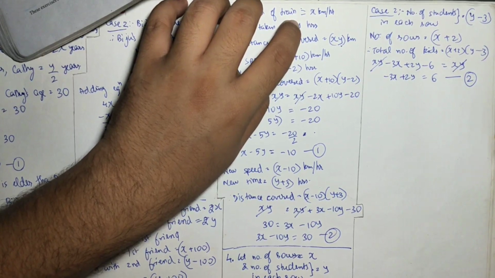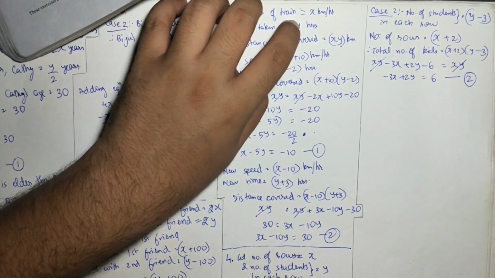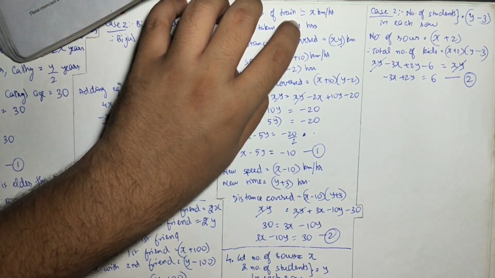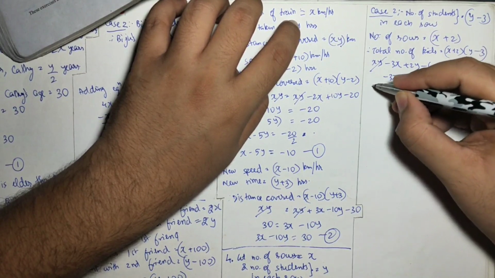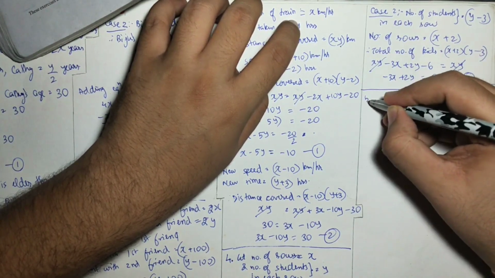Solve the first and second equation and find the answer of x and y. Don't stop there. X is the number of rows and y is the number of kids in each row. Multiply them both and you will get the total number of students in the whole class. Fifth question.